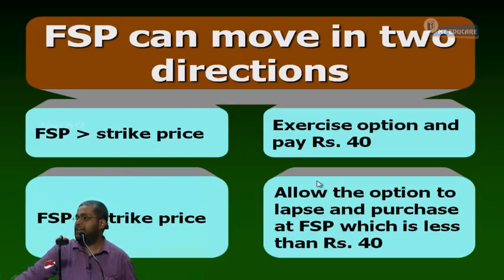Second branch, what is the second branch? Allow the option to lapse and purchase at FSP, which is less than 40. Everybody following or not? Now, next, point number 6.